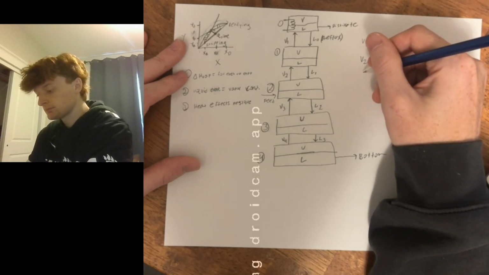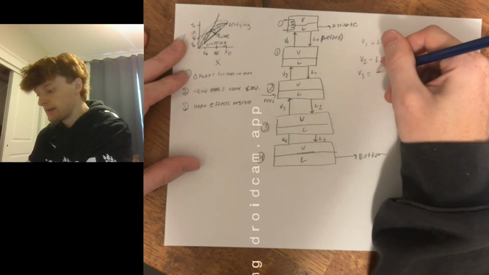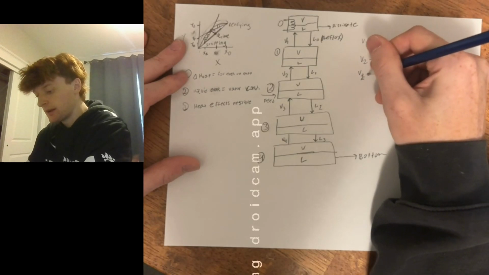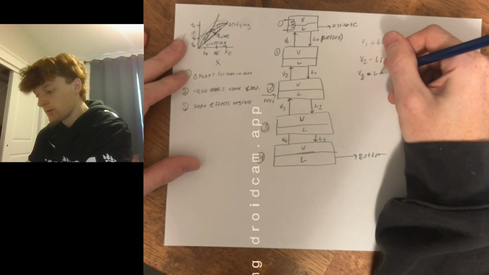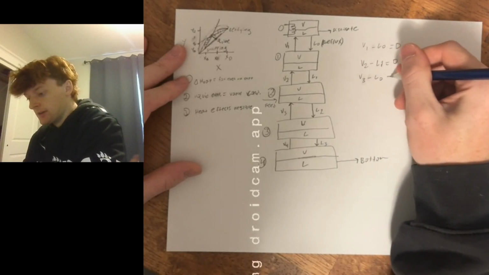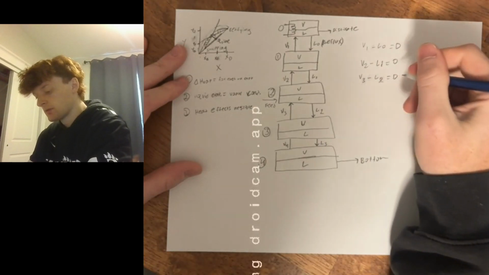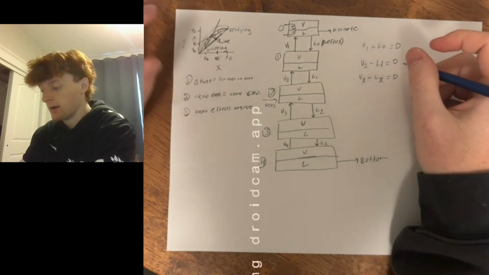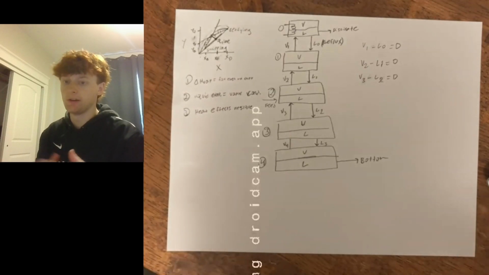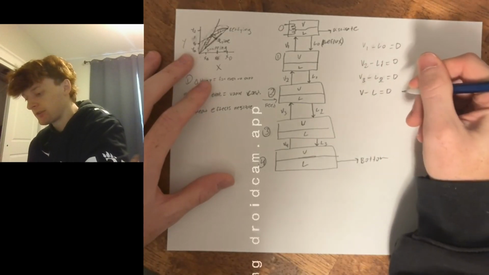And our V3 minus our L2 is equal to our distillate. So this will be helpful in deriving our equation because we can then say that V minus L altogether is equal to our distillate. So V minus L is equal to our distillate.